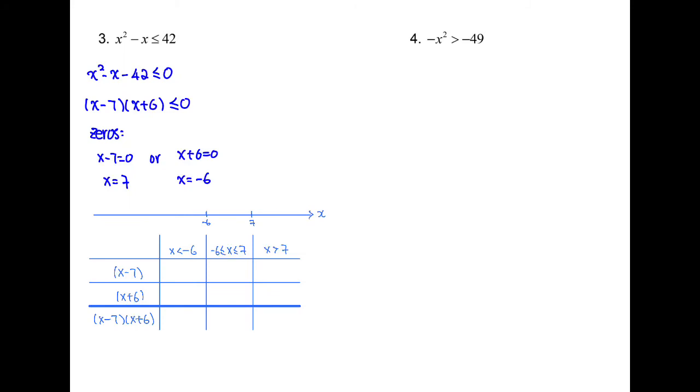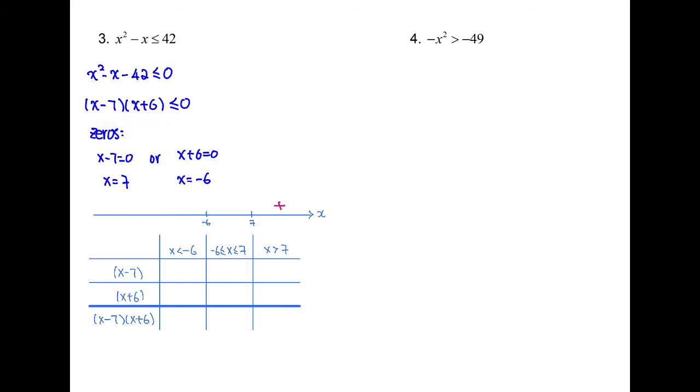Method 1. We're going to do direct substitution by substituting the x value into the function to determine the positive and negative sign. For the most right-hand side interval, x is greater than 7. Let x equal 10. Substitute into this function, 10 minus 7, positive. 10 plus 6, positive. Positive times positive is going to be positive.